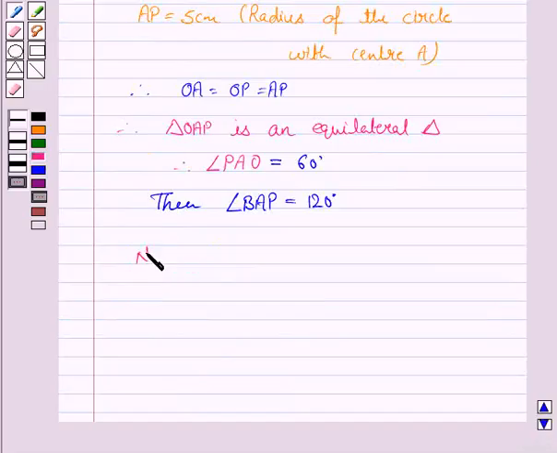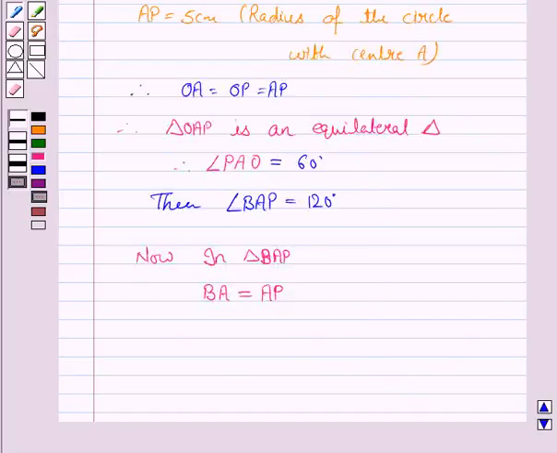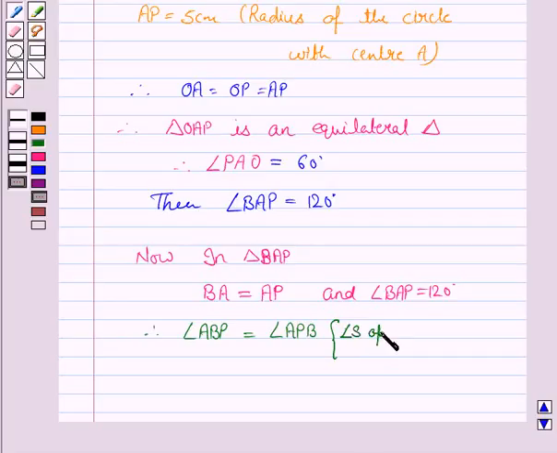Now, in triangle BAP, BA is equal to AP since they are the radii of the circle with center A, and it has radius 5 cm, and angle BAP is 120 degrees. Therefore, angle ABP is equal to angle APB, because these are the angles opposite to the equal sides, and we know that angles opposite the equal sides are equal.